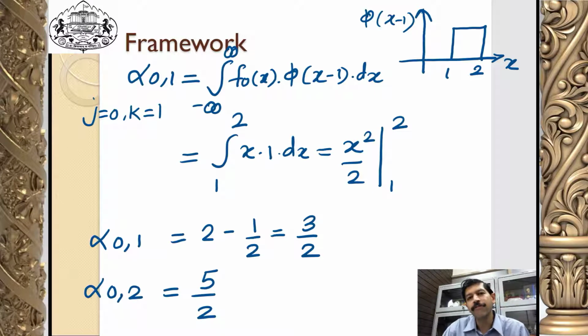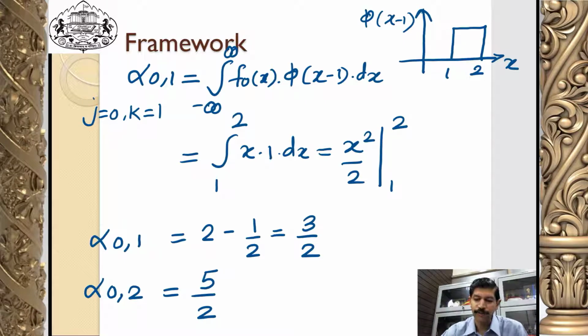So we got all the three alpha values, 1 by 2, 3 by 2 and 5 by 2, and it makes sense because it's a low pass filter, so it will calculate the average. So the average over the range 0 to 1 is half, 1 to 2 is 1.5, that is 3 by 2, and 2 to 3 is 2.5, which is 5 by 2. So it makes a lot of sense.